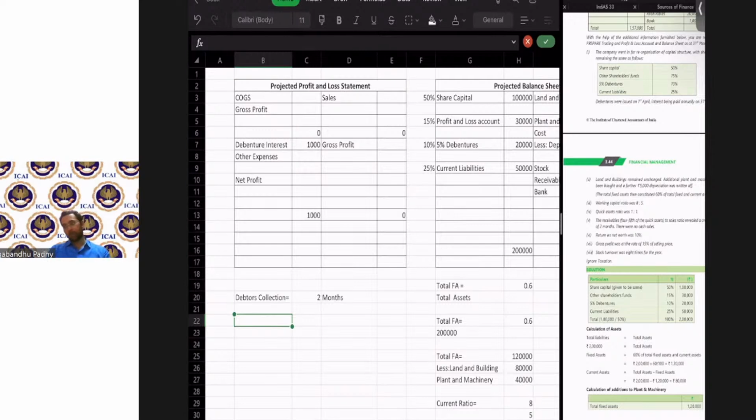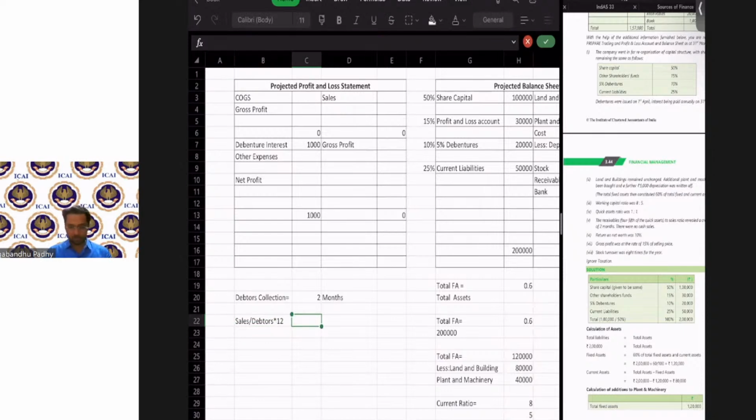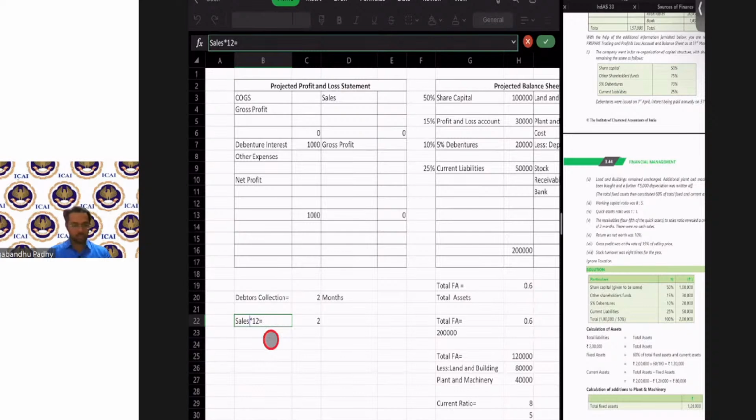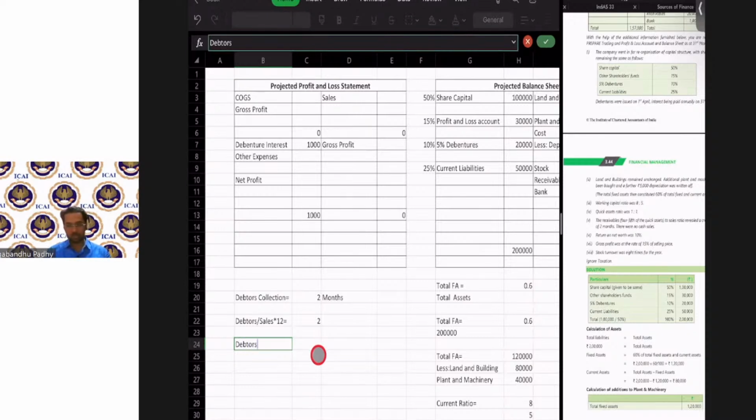So debtors collection period, that's basically derived at sales divided by debtors multiplied by 12. That's equal to 2. So sales divided by debtors into 12 is equal to 2. Or the reverse formula, because when you say 2 months, it means how much debtors is in comparison to sales. So debtors divided by sales into 12. So we can get the debtors.